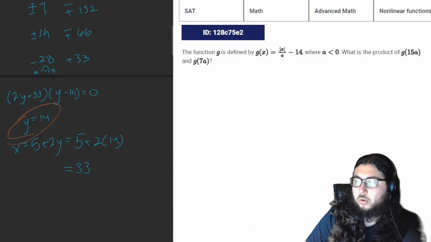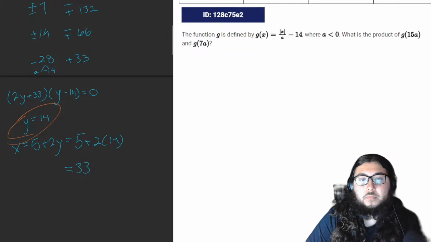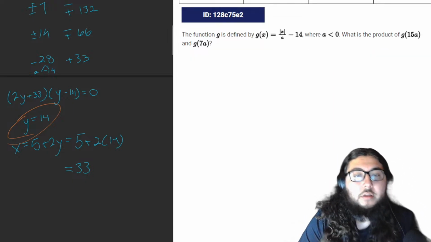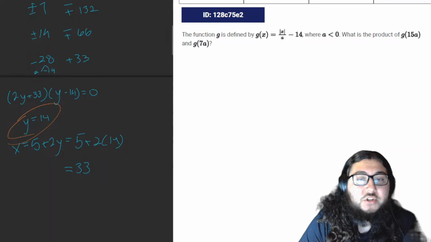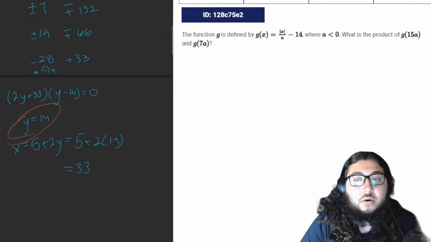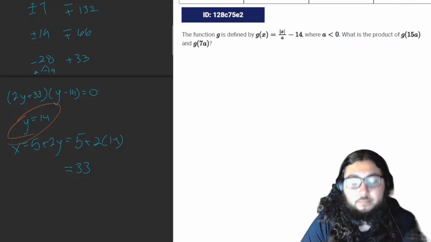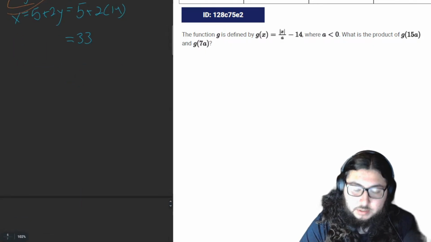Next, we're going to tackle this problem. The function g is defined by g of x is equal to the absolute value of x over a minus 14, where a is less than 0. What is the product of g of 15a and g of 7a? So let's see.